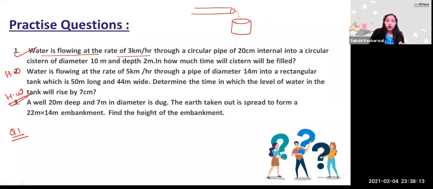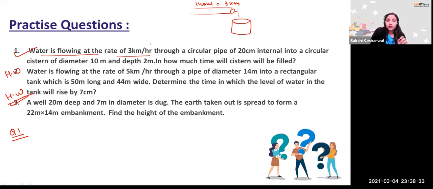It says that the water is flowing through the pipe. What does that mean? In 1 hour it's traveling a distance of 3 km. So that is the height of the pipe in 1 hour, yes or no? And its diameter is how much, beta? 20 centimeters. So can I say that the volume of this pipe is equal to what? The volume of this thing.